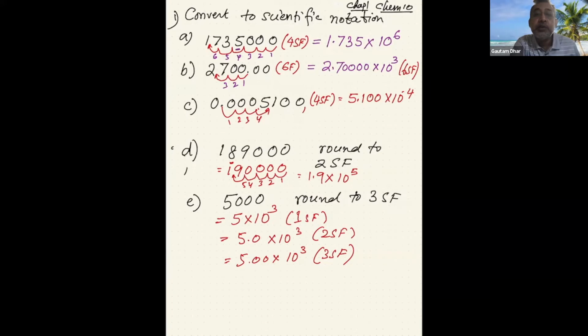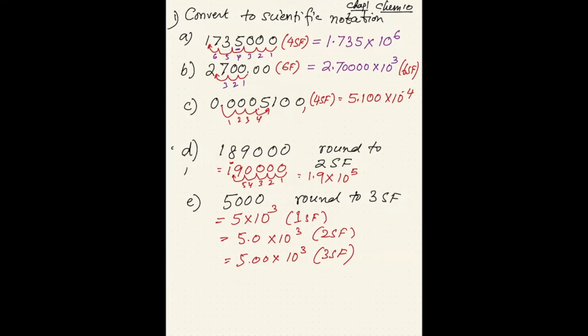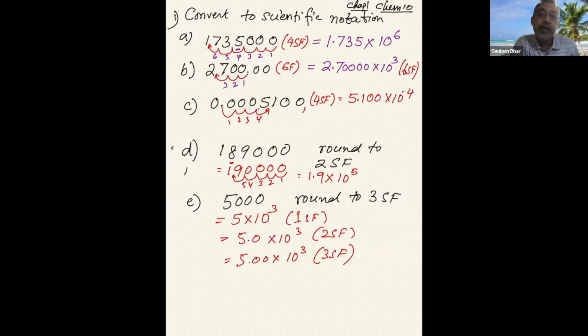5.100. So your zeros at the end are significant, but not the zeros at the beginning. Oh, okay, I did miss those last zeros. Yeah, because they're significant. It's like B, same as B. The trailing zeros are significant.